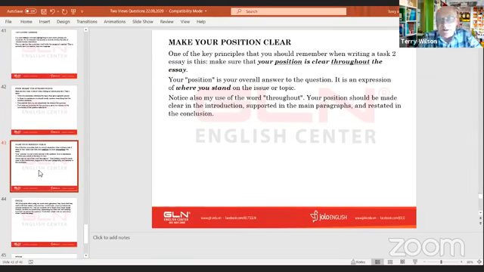Make your position clear. I've said several times, you have to make your position clear throughout the essay. It's not just a matter of making your position clear in the introduction and in the conclusion. You should also make your position clear in the main paragraphs. And the British Council examples you've seen do focus on that in the body paragraphs.